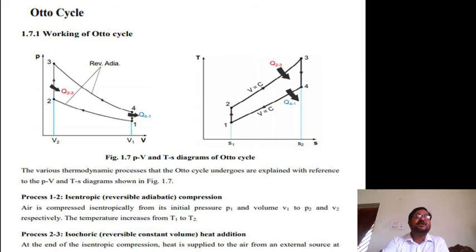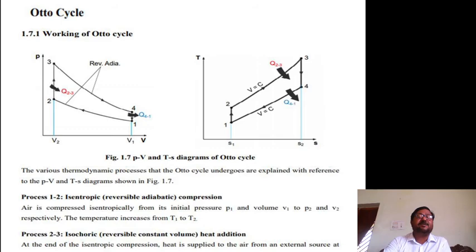Like this, 2 to 3 is the heat addition process. In Q 2 to 3, the subscript 2 to 3 shows the process. In between 2 to 3, there is a heat supply to the engine cylinder. What type of process is 2 to 3? Here the pressure is going to change, but the volume is the same. Means a constant volume heat addition process.